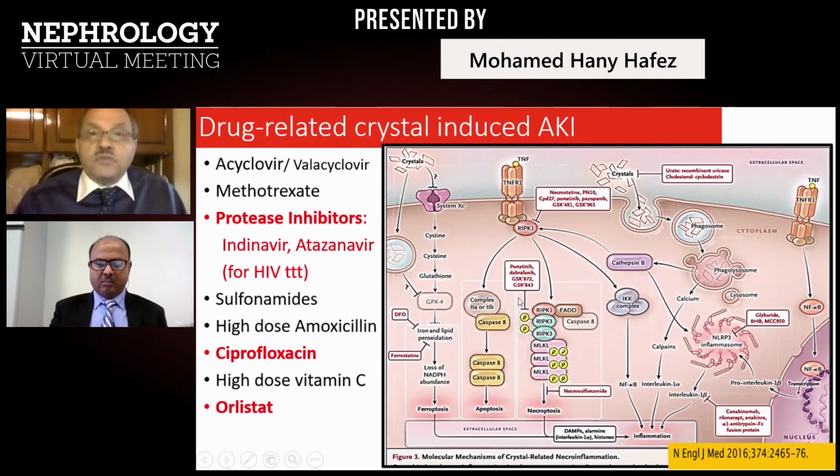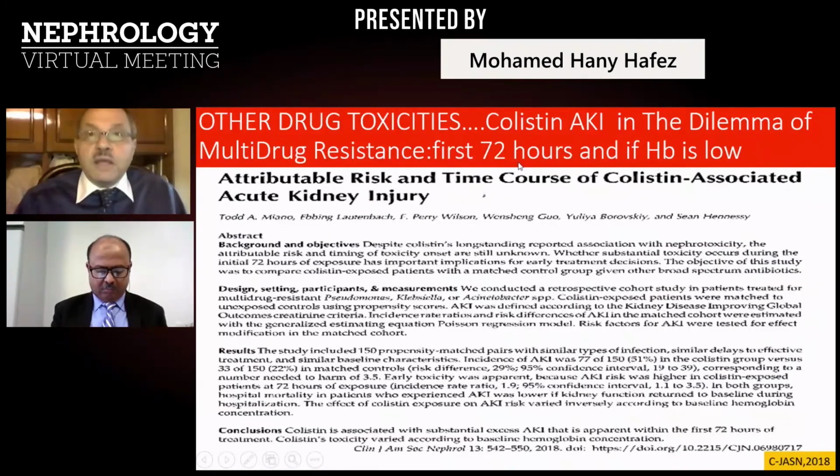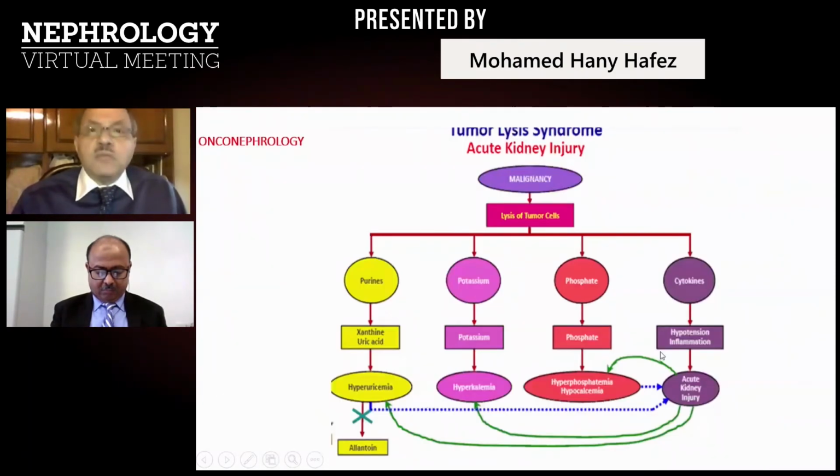What about other drug toxicities increasing the dilemma? Of course, in our developing countries, we prescribe antibiotics without any prescription by a doctor. In many places, we can get them from the pharmacy directly. And in this dilemma of multi-drug resistance, we are sometimes forced to use second or third generation antibiotics like colistin with its associated acute kidney injury, which should be diagnosed by getting, if the hemoglobin is low, in the first 72 hours. What about the tumor lysis syndrome that I was mentioning, another cause of crystal-induced nephropathy?